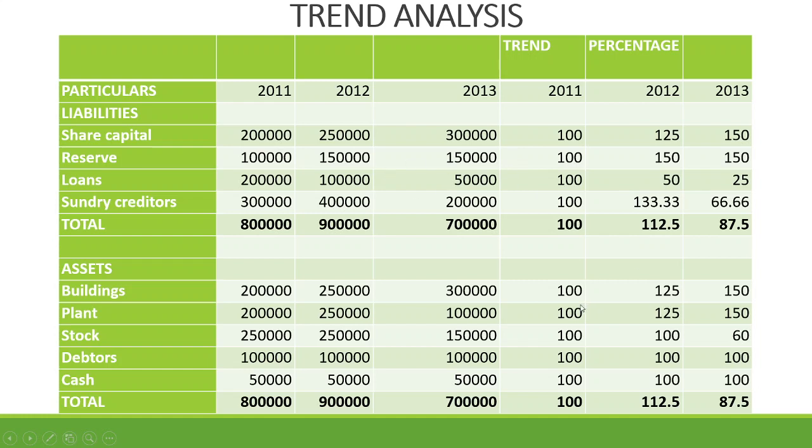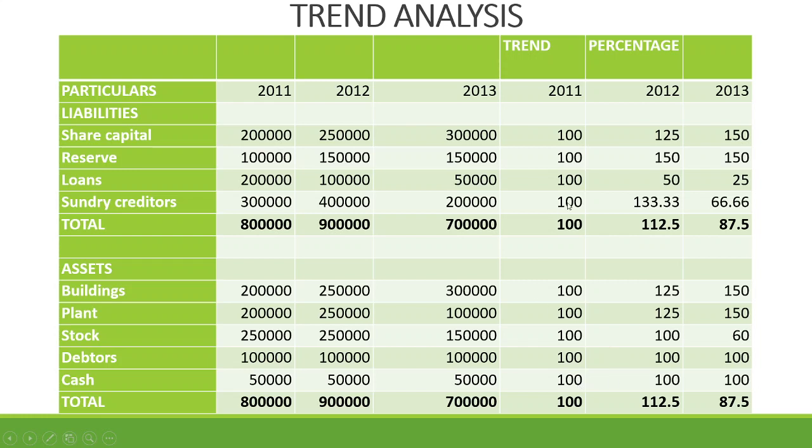Similarly, when you look at the assets, you can see that buildings has increased, similarly plant has increased and the stock has decreased over a period of time, whereas the debtors and cash balance remain the same. How it was in 2011, it is same, it is 100, 100, 100, which means there is no change in the value of debtors as well as cash.